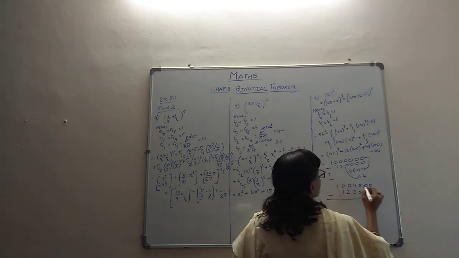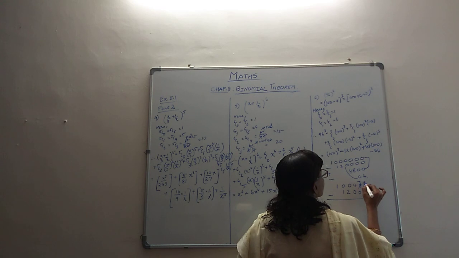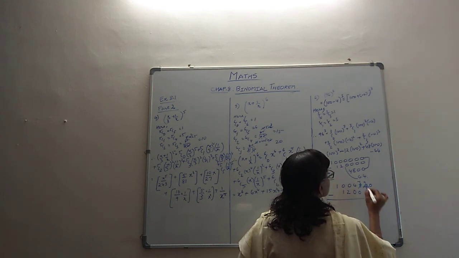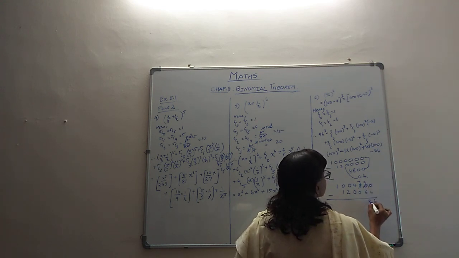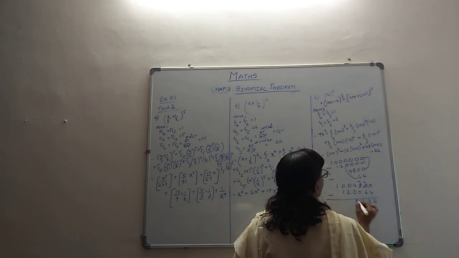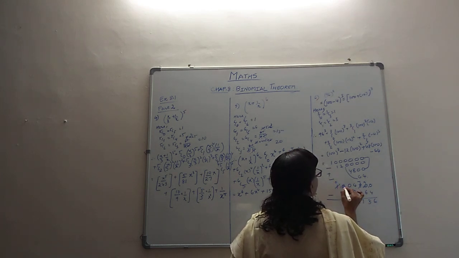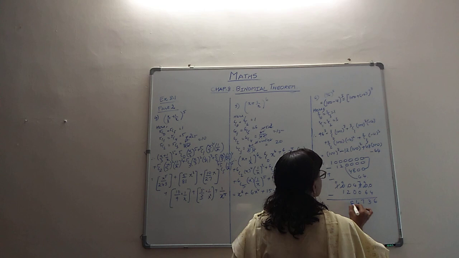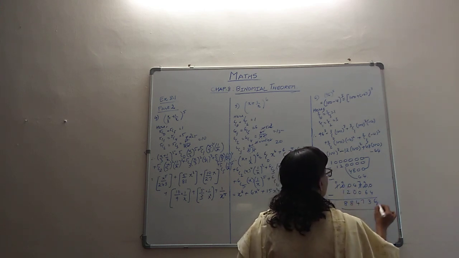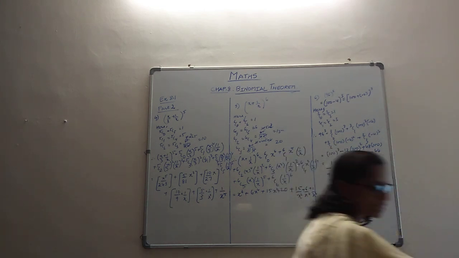Let's check. 7, 9, 10, 6. This 9 and 6, it's 3, 7, 4. Now 0, 10, 9, 10, 8. 9 and 1, 8. Yeah, we are through. 8, 8, 4, 7, 3, 6.